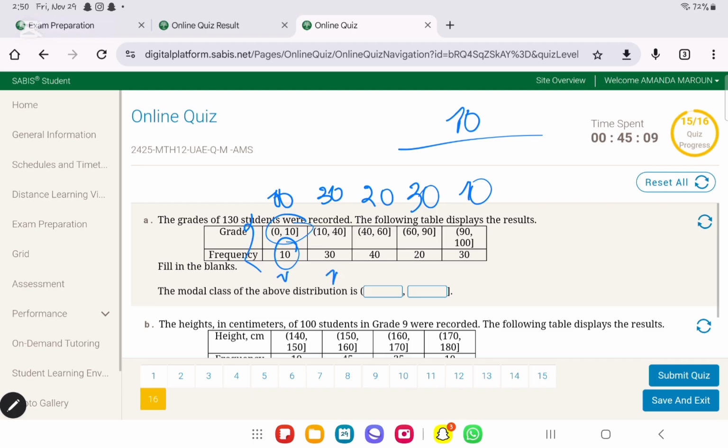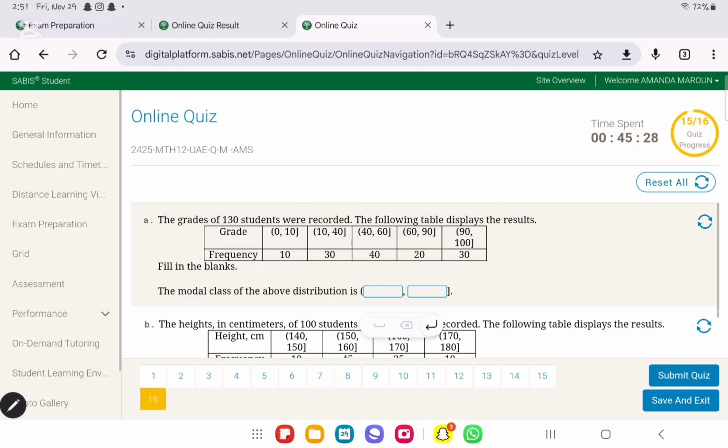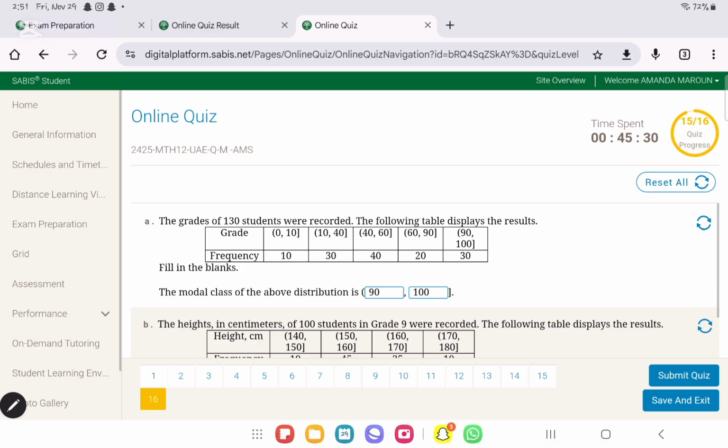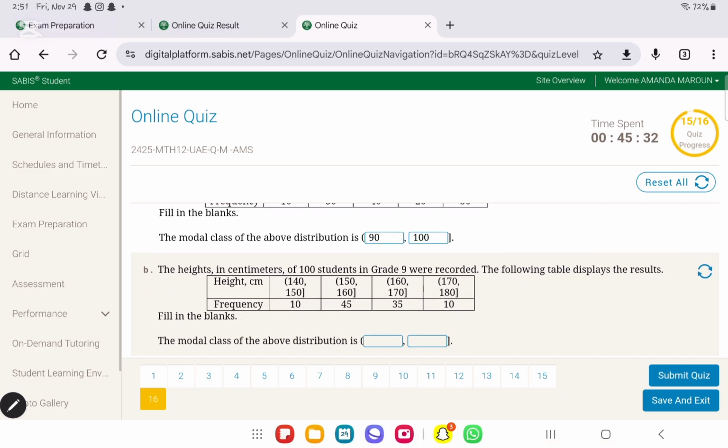30 divided by 30, 1. 40 divided by 20, 2. 20 divided by 30, it's 2 over 3. 30 divided by 10, it's 3. So looking at them, which one has the biggest frequency density? It's definitely the last one, between 90 and 100. So we choose it as the modal class, the one with the most repeating distribution.